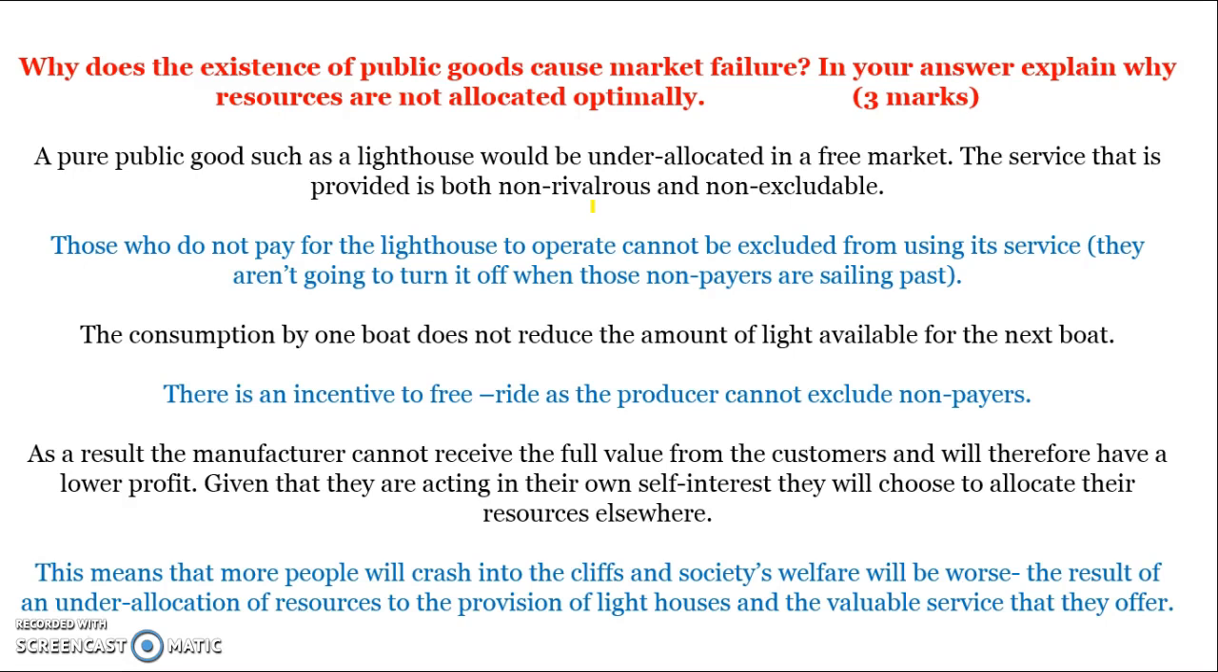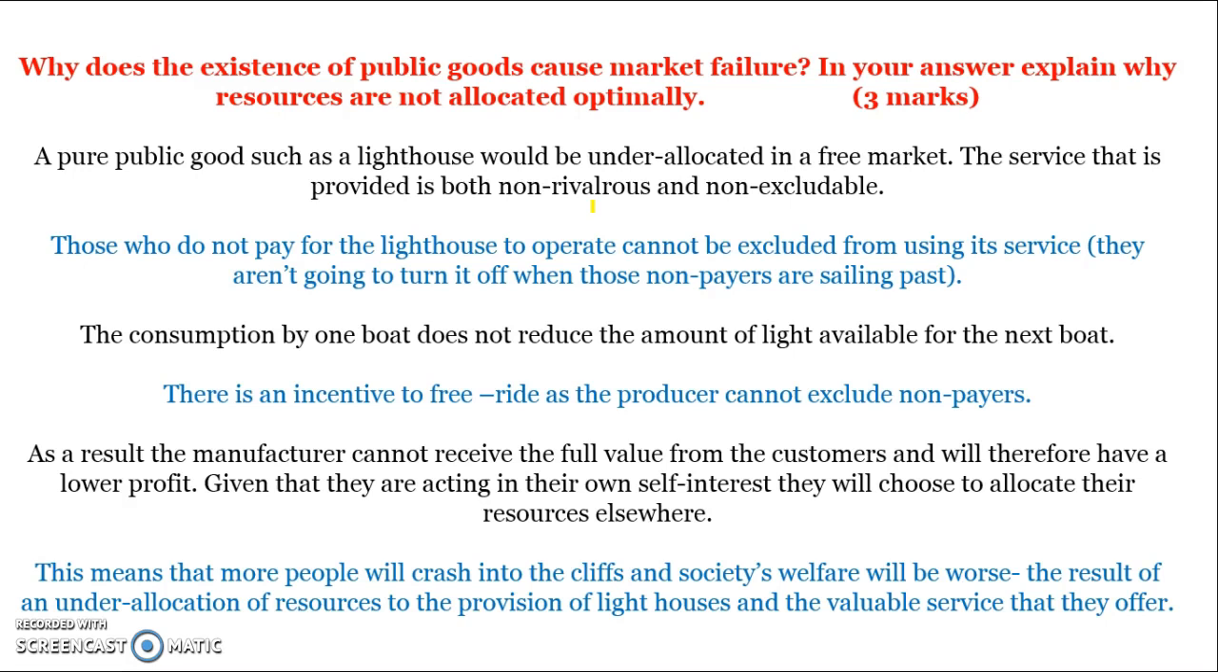Why does the existence of public goods lead to market failure? In your answer, explain why resources are not allocated optimally. So a pure public good such as a lighthouse would be under-allocated in a free market. The service that is provided is both non-rivalrous and non-excludable. So those who do not pay for lighthouses to operate cannot be excluded from using its services because essentially as long as they can get access to the water, it's quite easy to use the light. The consumption by one boat also doesn't reduce the amount of light available for the others.